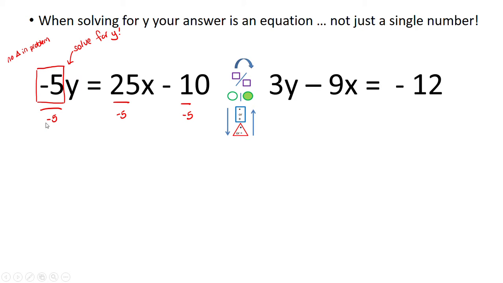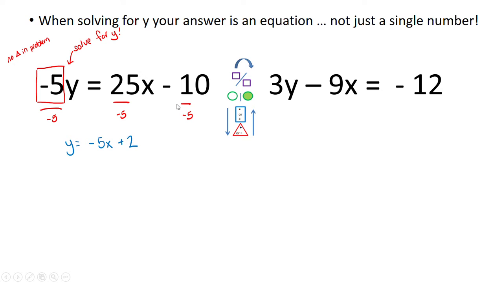What happens on the left-hand side is the negative 5's cancel, leaving you just with y, and that's what we want. Now, 25x divided by negative 5, if you're using a calculator, you never ever divide or put x in your calculator unless you're in your y equals key. So the only thing you can type in your calculator is 25 divided by negative 5, just remember to bring down your x. So for this one, you should have gotten negative 5x.